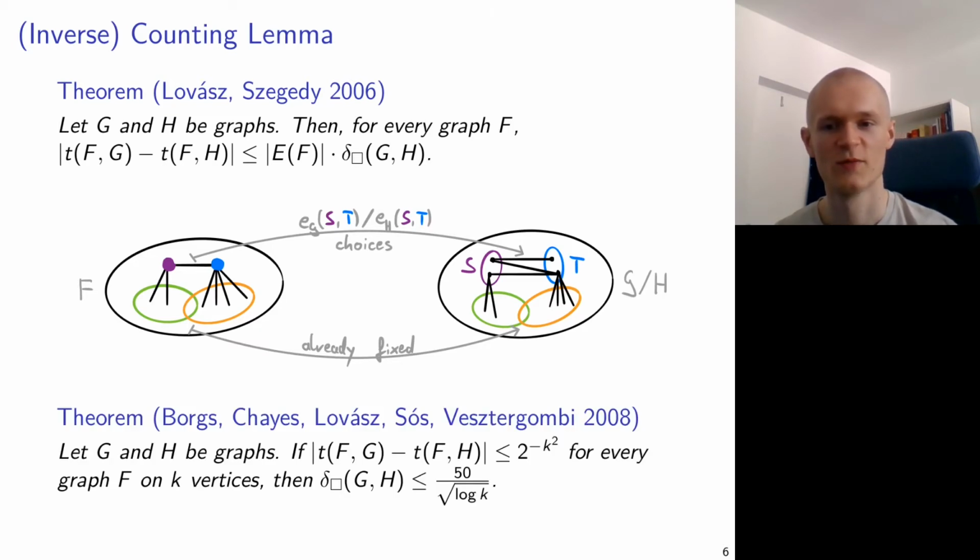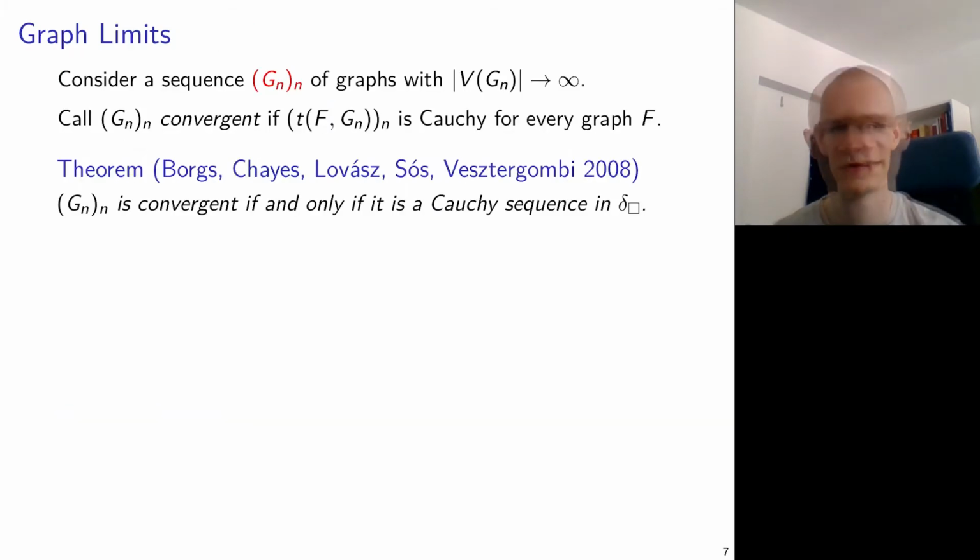Now, in contrast, proving the inverse counting lemma, which says that if these homomorphism densities are close, then the cut distance is small, is actually very hard. Let's take a brief look at the theory of graph limits, which basically started with this first result of Lovász, which I've shown to you. So you can call a sequence of graphs convergent if these sequences of homomorphism densities converge for every graph. And by the result which I've just shown to you, such a sequence is convergent if and only if it converges in the cut distance. This is one part of the theory of graph limits.